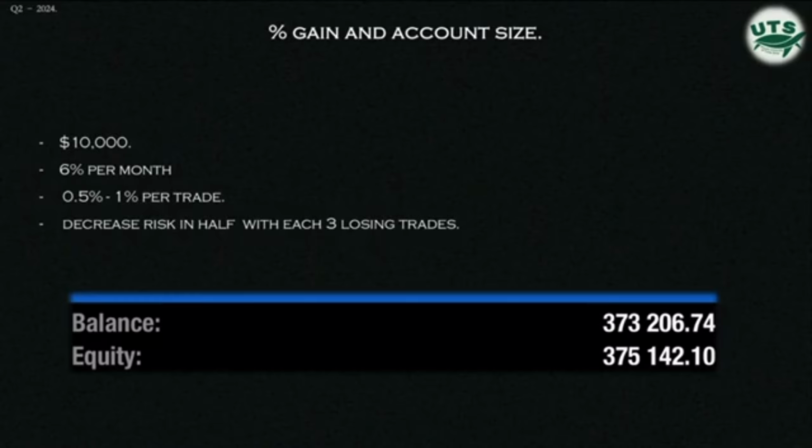All right? Decrease risk in half with each 3 losing trades. So 1% to 0.5%, and then 0.5% to 0.25%. And then put it back on with having 3 winning trades. Right? With max risk, the roof of risk is 1%. The minimum risk is 0.25%, right? So minimum 0.25, maximum 1%. And this stops the bleeding considerably, right? You can't lose money.